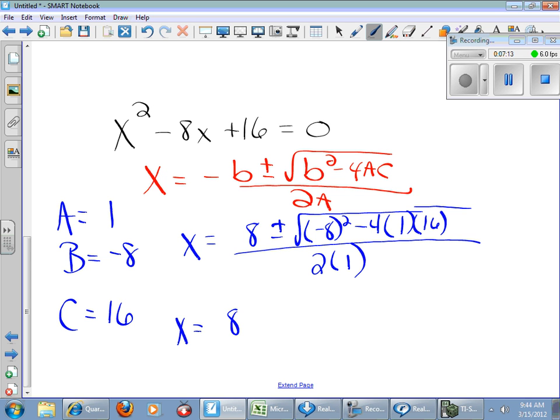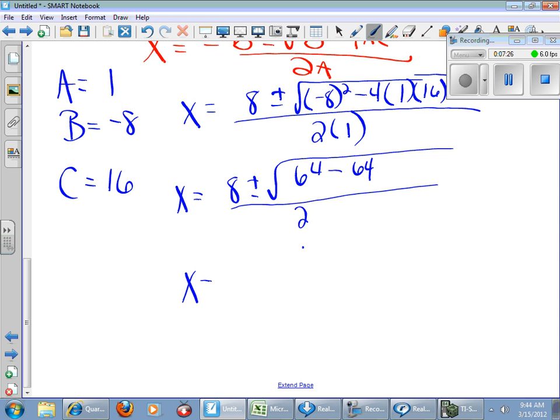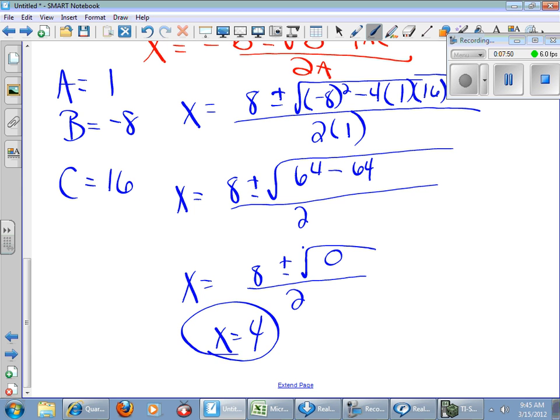All right, going to simplify. 8 squared is going to be 64. Negative 8 squared will also be 64. I'll have a minus 64 over here, all over 2. 8 plus or minus 0. Hopefully you recognize now that you're going to get one solution. The square root of 0 is 0. 8 plus 0 is the same as 8 minus 0. So I'm only going to get one solution. When I do 8 plus 0, I get 8. 8 divided by 2 is 4. X equals 4 is the only solution.